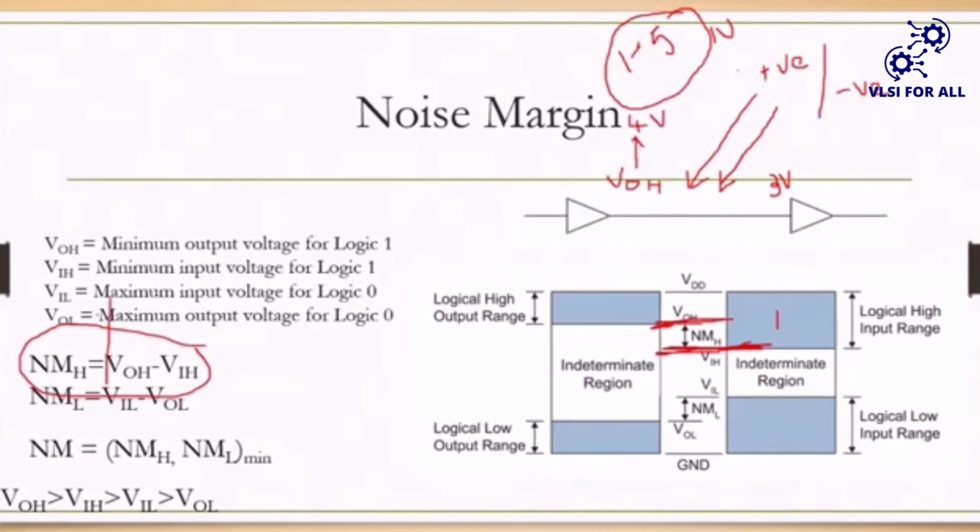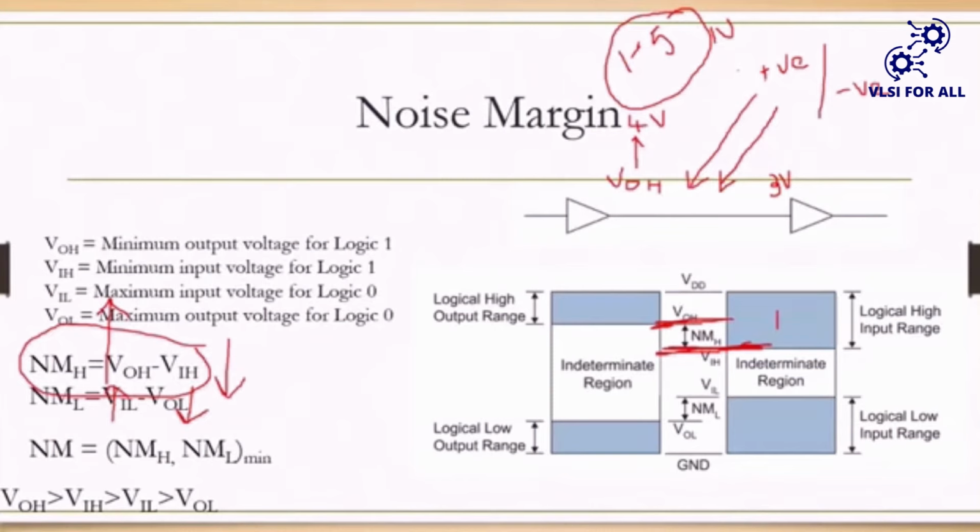To get NMH high, what are the possibilities in this equation, team? Two aspects: either VOH must be maximum or VIH must be minimum. Similarly, either VIL must be maximum or VOL must be minimum. Like this, guys.